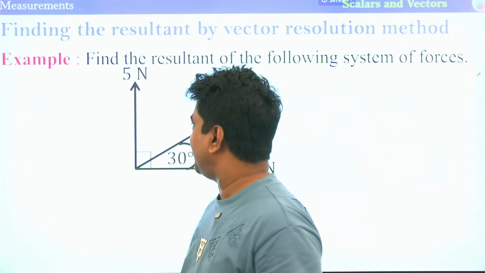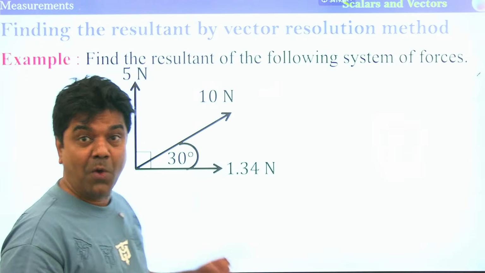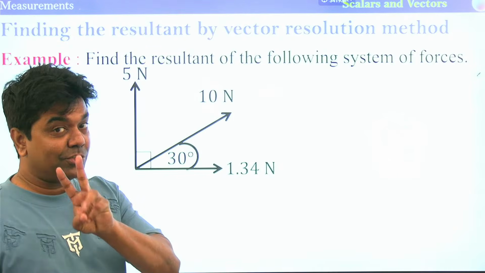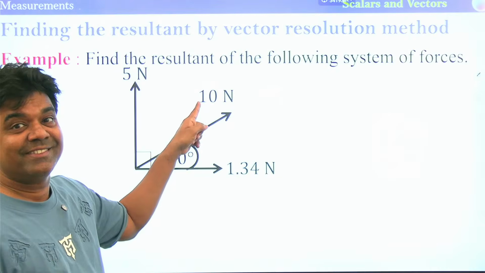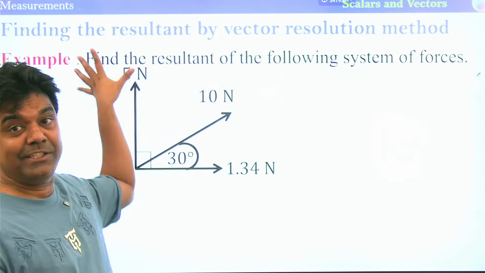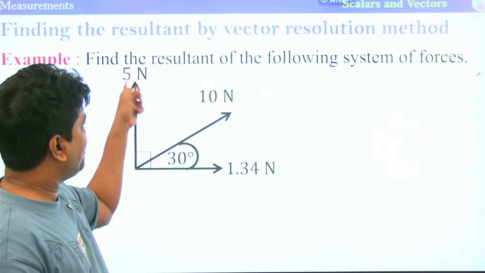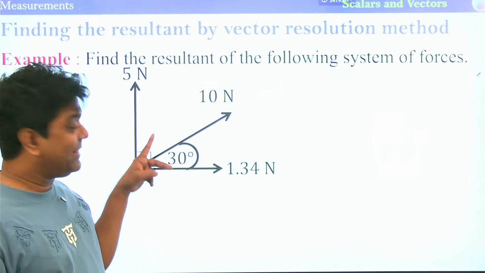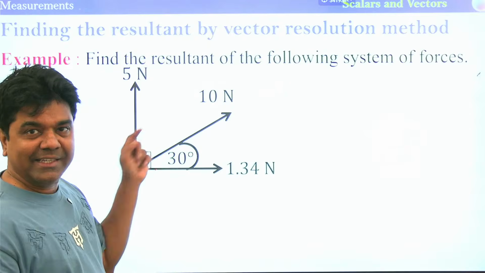So this is the question for you. How many vectors are there? I'm going to explain this first. 1, 2, 3 vectors. There are not 2 vectors or 1 vector. This is not the resultant vector. These are not the components. We have 3 separate vectors: 5 Newton, 10 Newton and 1.34 Newton with an angle 30 to the 10 Newton. So this angle is 30, the other angle is 60.